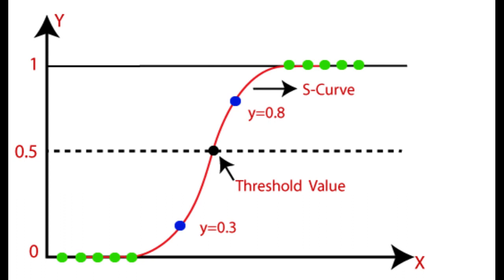Multinomial. In multinomial logistic regression, there can be three or more possible unordered types of the dependent variable, such as cat, dogs, or sheep. Ordinal. In ordinal logistic regression, there can be three or more possible ordered types of dependent variables, such as low, medium, or high.